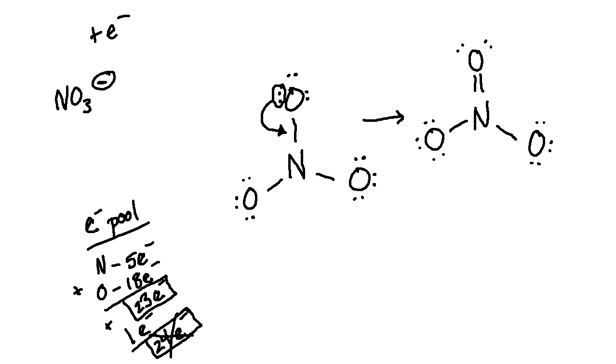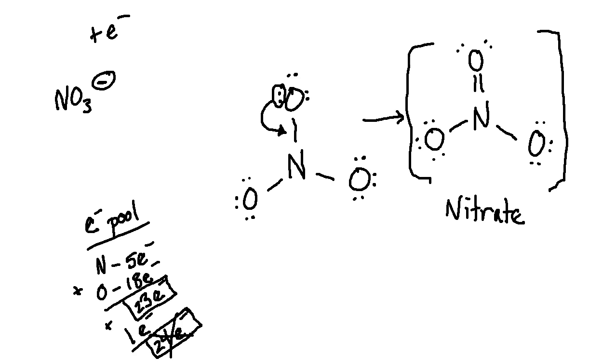All right, so what I'm about to put in brackets here would be the nitrate ion. Okay, so this is nitrate, ATE. If you were dealing with nitrite, you would be talking about less oxygen. It would be NO2. All right, this is the nitrate.